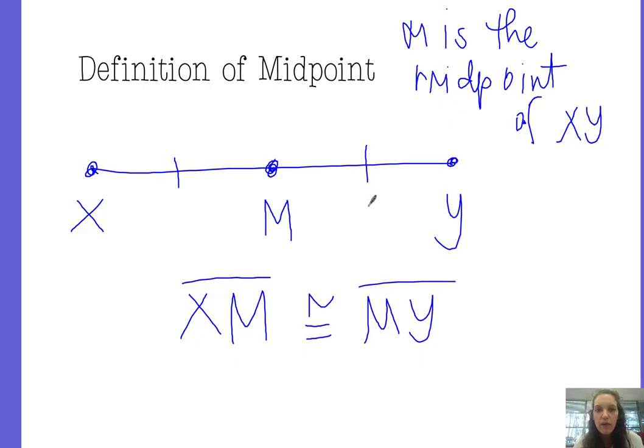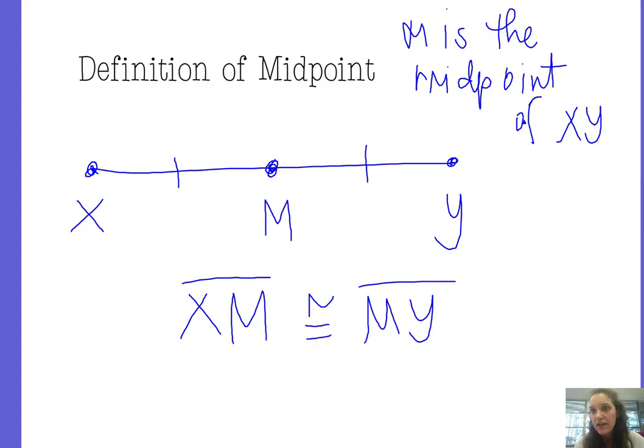If you know that those two segments are congruent, if you know that XM and MY are congruent, that means that point M has to be the midpoint. So it can go in the opposite direction as well. If segment XM is congruent to segment MY, then that means that M is the midpoint. Or vice versa. If M is the midpoint, then that means that those two segments have to be congruent to each other.